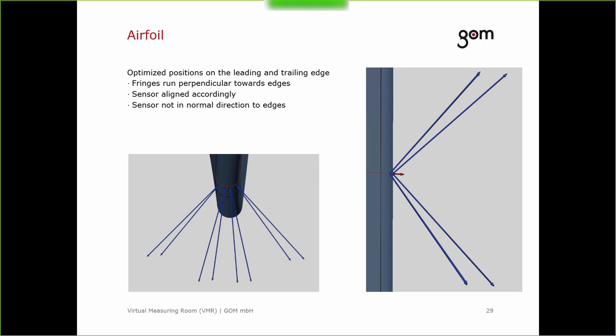The software aligns the sensor automatically in order to ensure that the fringes are running perpendicular towards the edges of the airfoil. The sensor is also tilted vertically out of the normal direction to avoid reflections on the edges. In order to ensure that all areas are definitely captured, the software creates redundant measurement positions for every inspection point. The software does this entirely automatically based on your requirements.